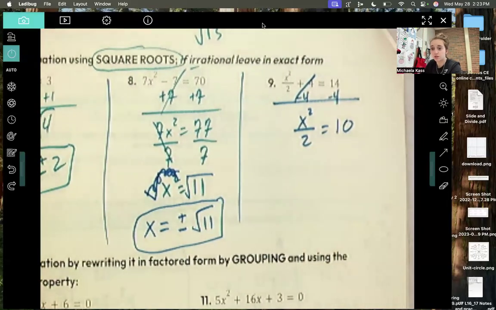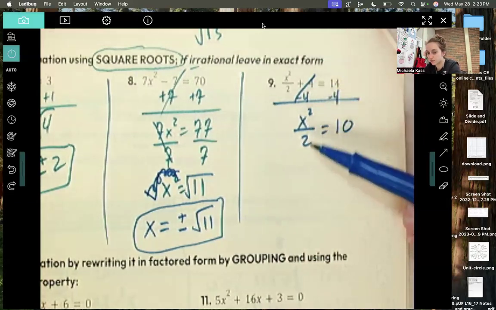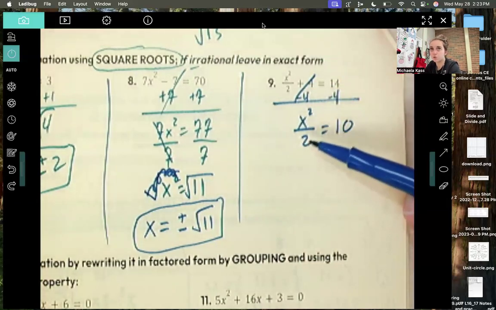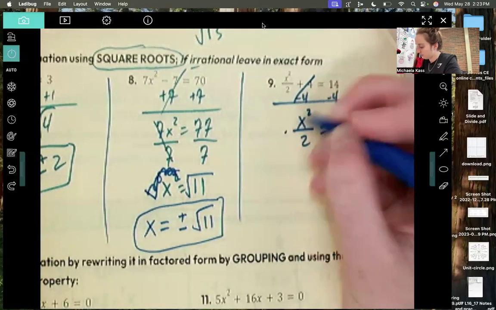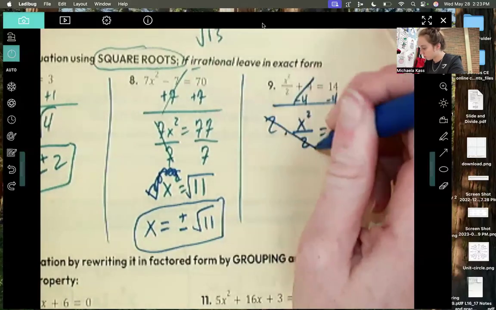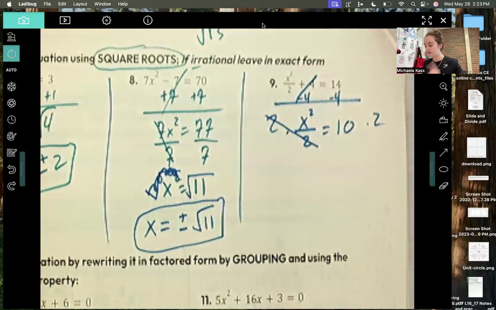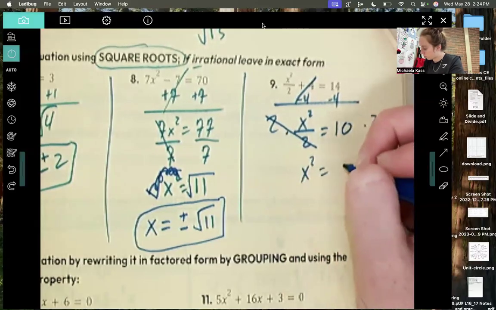So my question is, how do I get rid of the division of 2? Well, what's the opposite of division? Multiplication. So we're going to do the inverse function. We're going to do the opposite, right? So we're going to multiply by 2. What does that cause? It causes the 2's to cancel out, become 1, and the x squared comes down. 10 times 2 is 20.